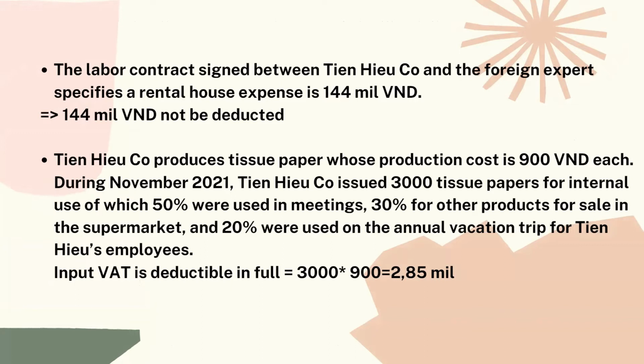Tiền Hiếu Co produced tissue paper whose production cost is 900 VND each. During November 2021, Tiền Hiếu Co issued 3,000 tissue papers for internal use, of which 50% were used in meetings, 30% is for other products for sale in the supermarket, and 20% were used on the annual vacation trip for Tiền Hiếu employees. In here, input VAT is deductible in full, equal to 2.85 million.